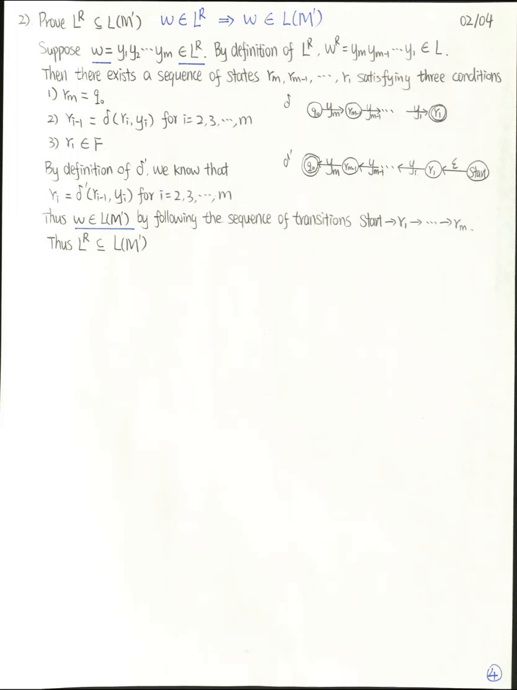By now, we assumed W is in LR and we reached the conclusion W is in LM prime. So we have proved that this LR is a subset of LM prime. By doing these two parts, we have proved that this LM prime equals LR. That means M prime recognizes language LR. By now, it's the completion of the proof.